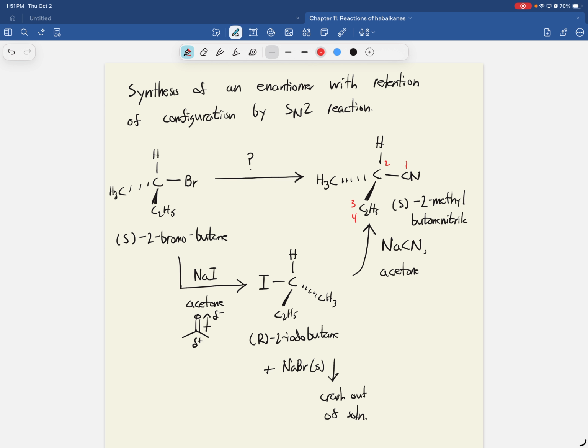Yeah, Maria? Oh, because there are 2 carbon atoms right there, C2H5. Sorry about that, I should probably write it out.